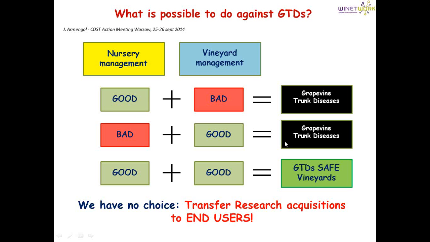The only possibility is to have good nursery management coupled with good vineyard management. And so this could be a way to have vineyards without, or with very poor presence of, GTD.